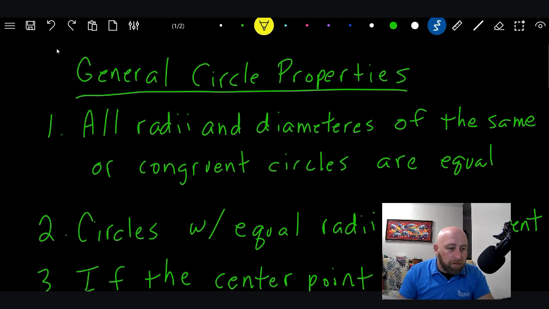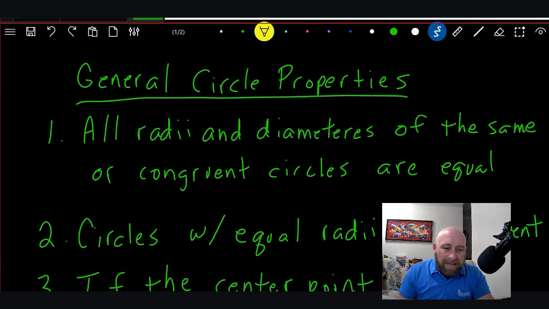All right, number one. All radii and diameters of the same or congruent circles are equal. If you're looking in your book, it's on page 132, and you're going to see this information. I wrote it a little bit differently than the book. I don't want to copy down exactly what the book is saying here. I want to give it to you in my own words. That way you can hopefully connect the two, whether it's me or you reading the book, and really learn some things here about the circle.